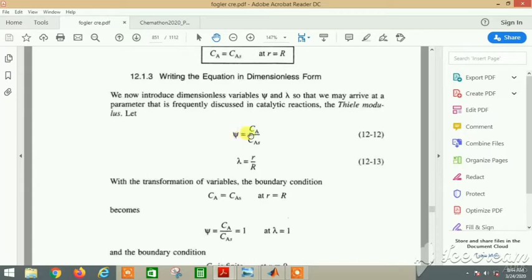This psi variable is Ca by Cas. We want to make it dimensionless because that's easier to evaluate. So psi is Ca by Cas. What is Cas? Cas is the concentration at the surface, at small r equal to capital R. This is the surface of the sphere concentration, and lambda is small r by capital R.